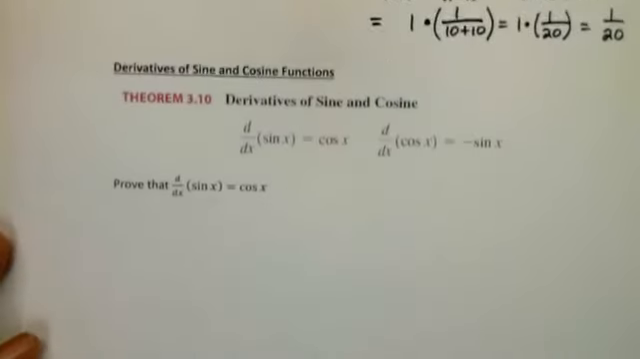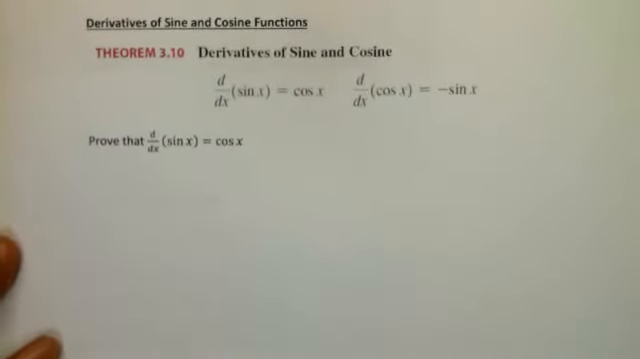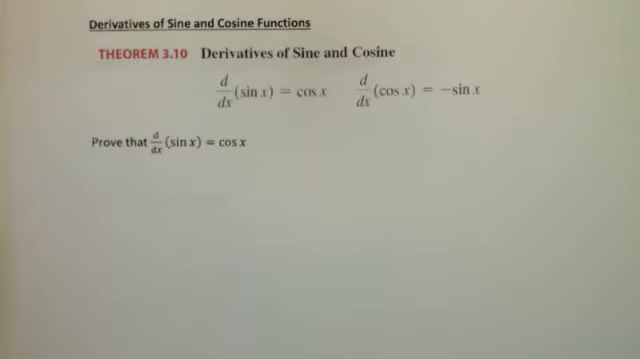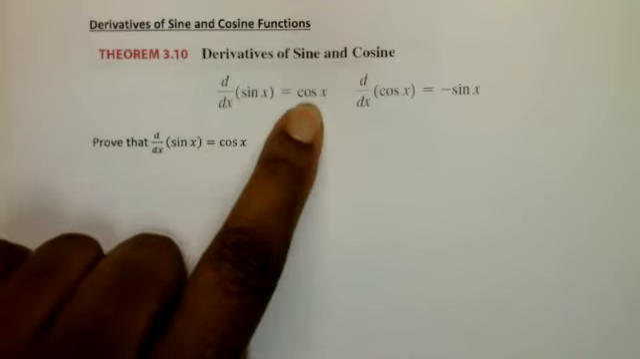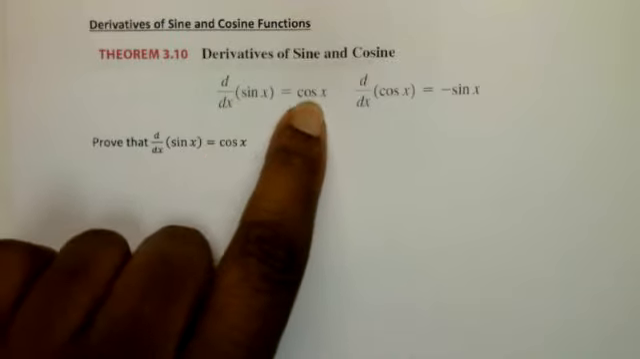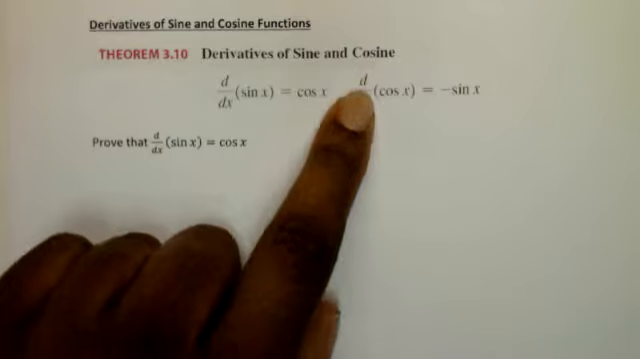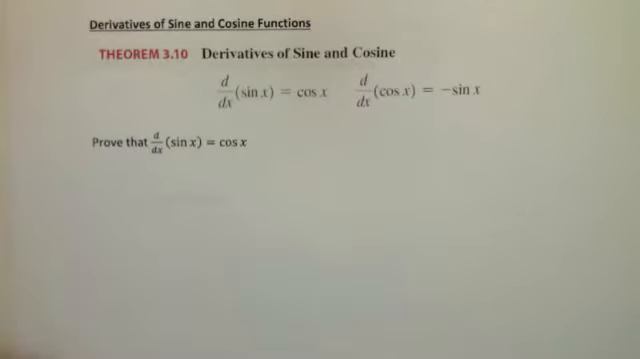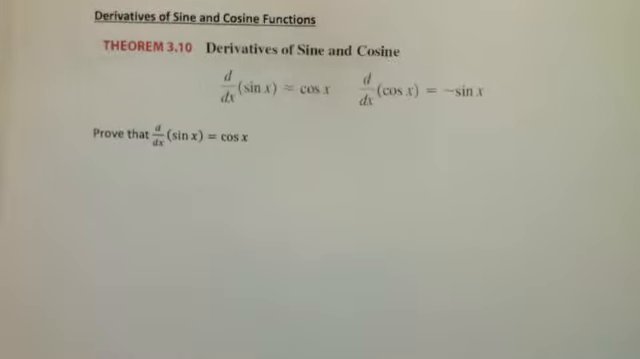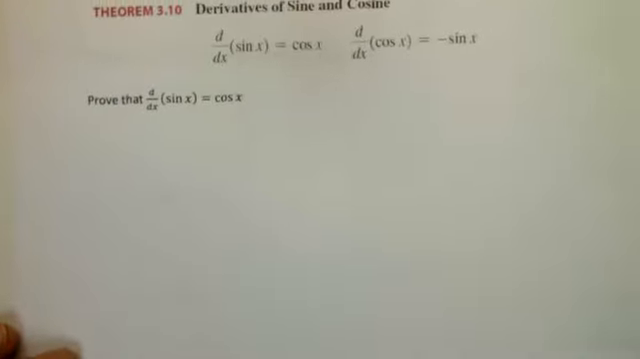Now for the derivatives of sine and cosine, here they are. Here's just for sine and cosine. We'll talk about the other 4 later. The derivative with respect to x of sine of x will be equal to the cosine of x, and the derivative of the cosine of x with respect to x would be equal to negative sine x. Okay. Now I'm just going to prove that the derivative of the sine of x would give you the cosine of x.